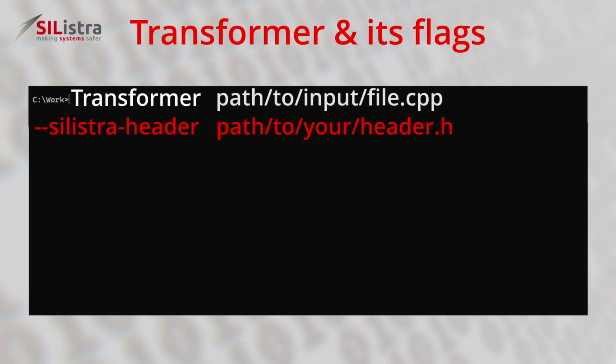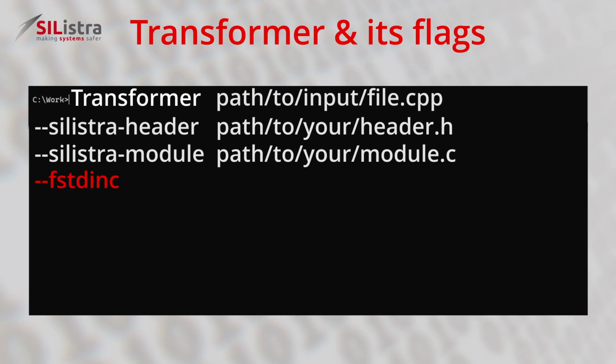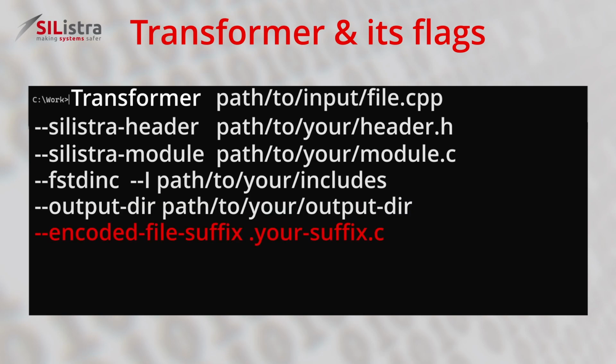specifies the path and name of the SIListra header file, which is generated by the transformer. SIListra module, specifies the path and name of the SIListra module file, which is also generated by the transformer. fstored_inc tells the transformer to utilize the standard system include directories. I adds the given directory to the include paths. output_dir, the directory to output the generated files to. encoded file suffix, the suffix of the encoded files.